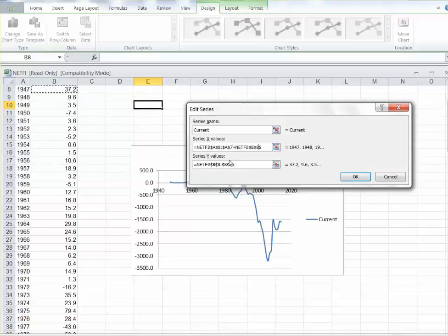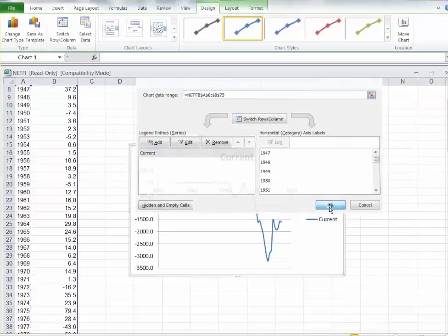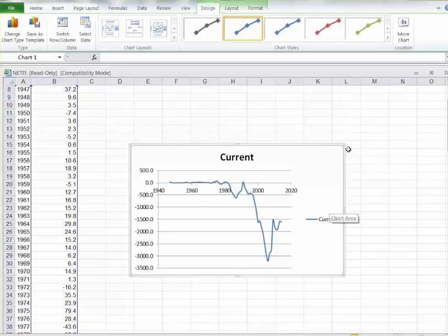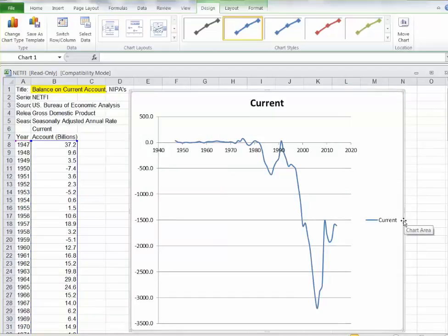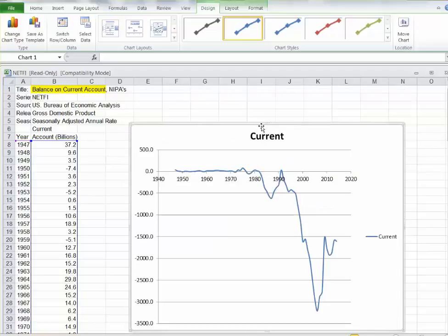Change this to 75. Didn't mean to do that. Alright, so there's our current account. This is very similar to the picture you saw last night in class. Let's see, I don't need to elongate it quite so much.